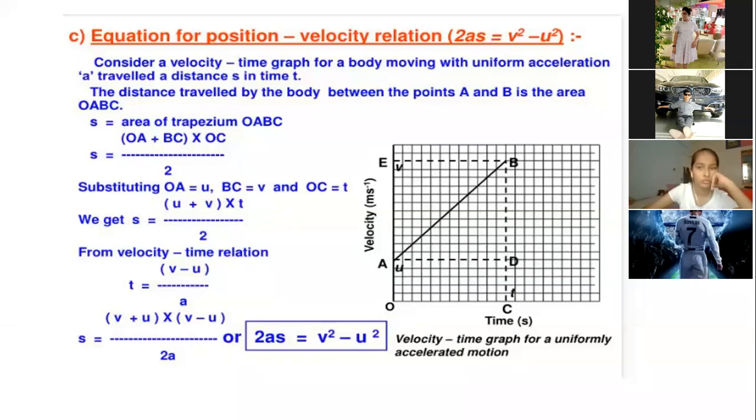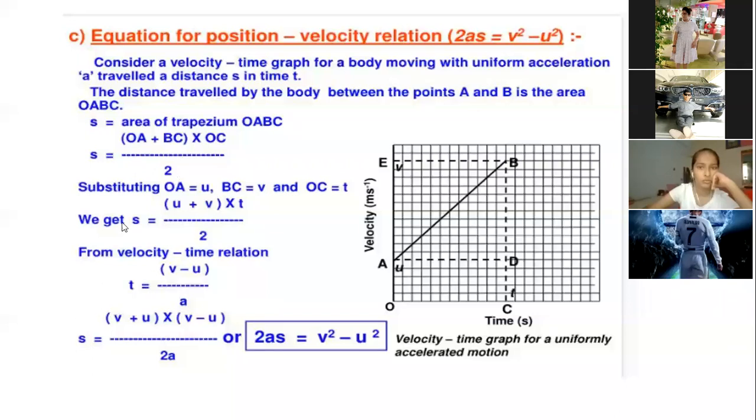Area of trapezium is equal to (A plus B) into H divided by 2. If you all remember, area of trapezium is the sum of both the sides into height divided by 2. So that is why OA is one side, BC is the other side, and OC is the height of the trapezium, divided by 2.